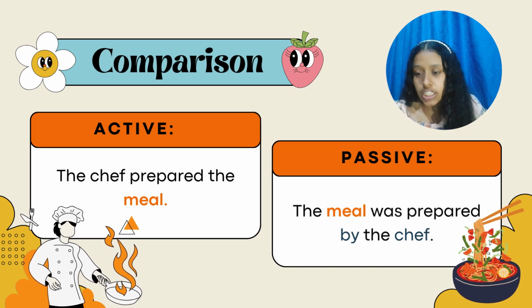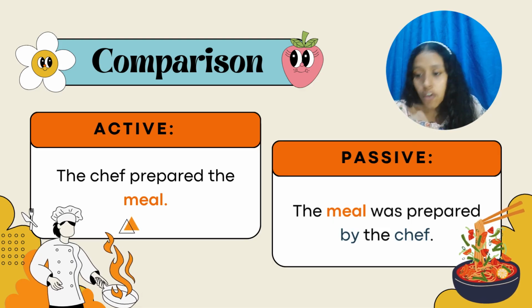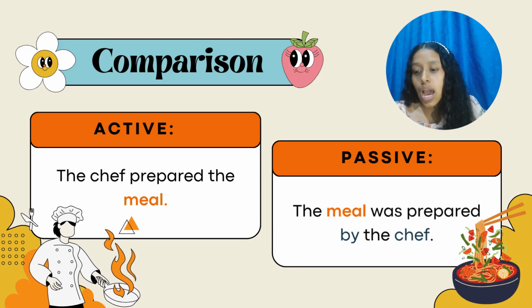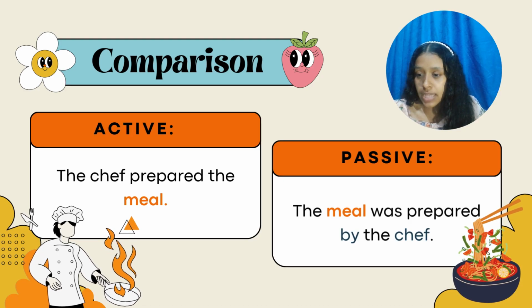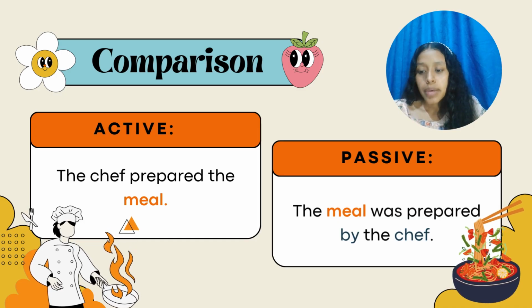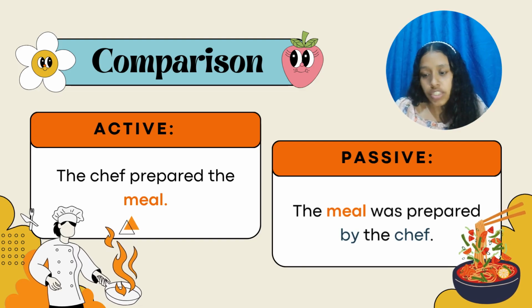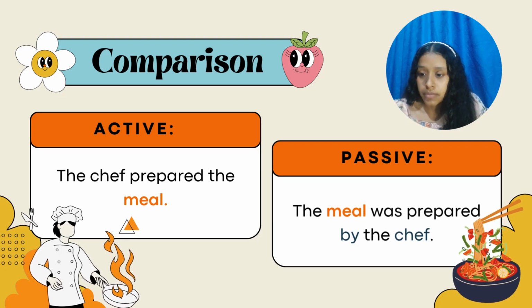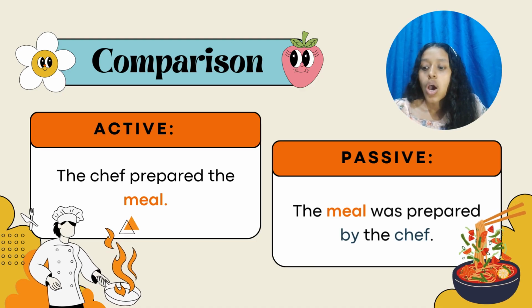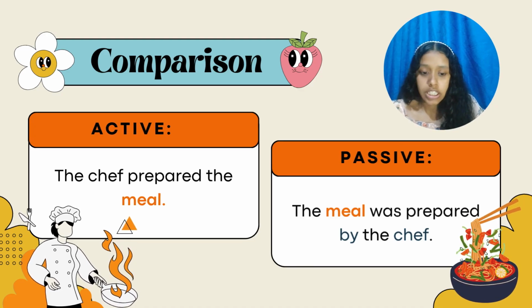Notice the change. The object, the meal, moves to the front because it is now our main topic. We added the verb to be in past tense, was, and the past participle, prepared. If the person who did the action is important, we add them at the end using by. But remember, in passive voice, we can often omit the person if they are not necessary for the message.